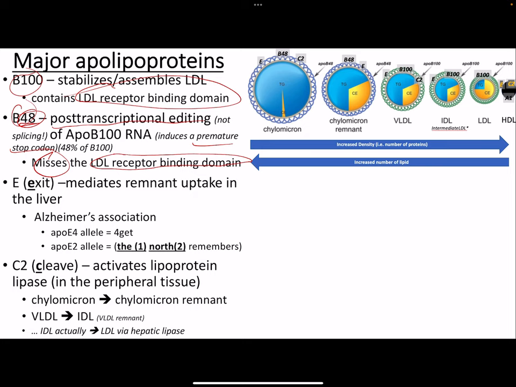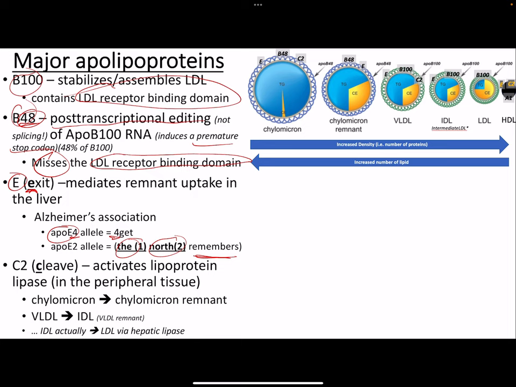Then we have ApoE. Just E, I think of E for exiting. Exiting where? Exiting to the liver specifically. This has an important association with Alzheimer's. So ApoE4, I always think of four as forget. And then ApoE2, it's kind of silly, but in Game of Thrones, they always say the North remembers. Well, the North, it's two words, hence ApoE2, remembering. So ApoE4 is bad. If you have ApoE4, you're more likely to get Alzheimer's. ApoE2 is a good allele. You're less likely to get Alzheimer's. It's protective.